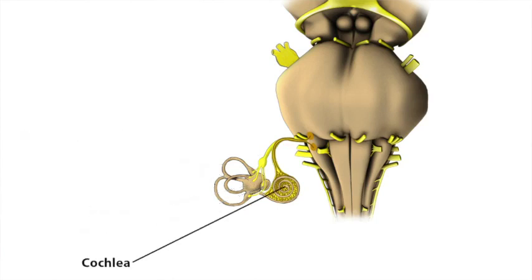The cochlear nerve's cell bodies are in the spiral ganglion, which is found within the cochlea, another sensory organ of the inner ear. The peripheral processes of these cell bodies synapse with hair cells in the organ of Corti, which is also in the cochlea.